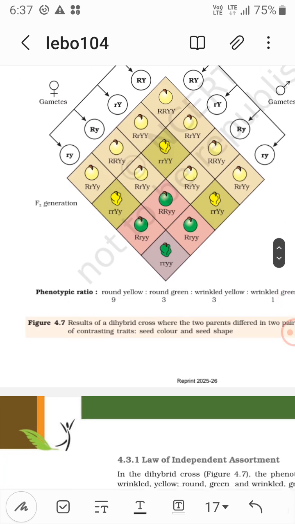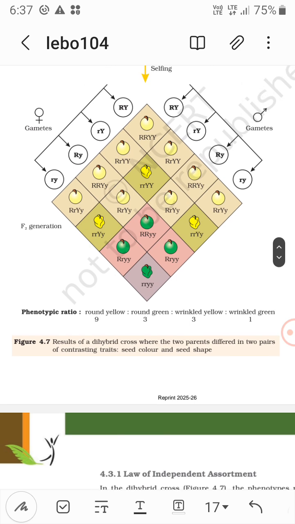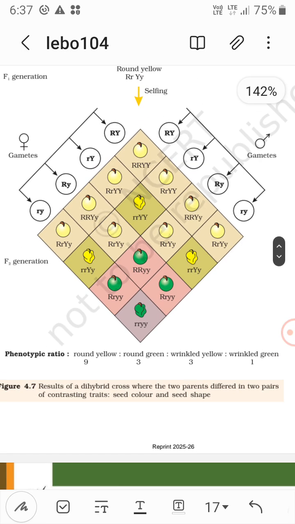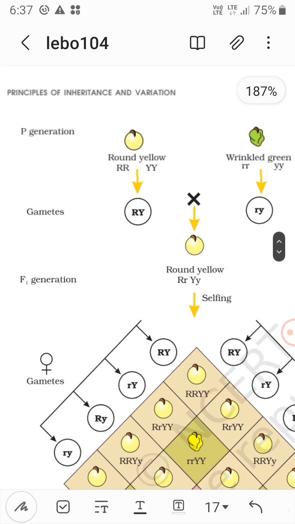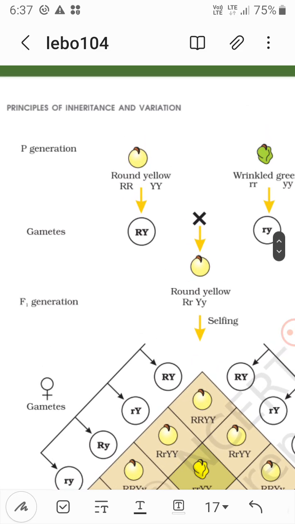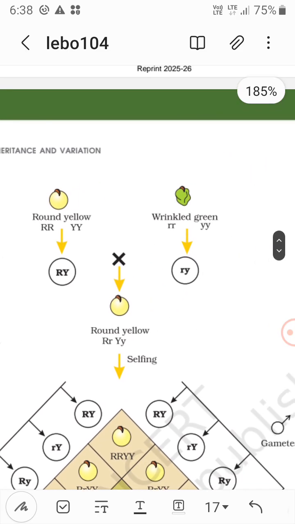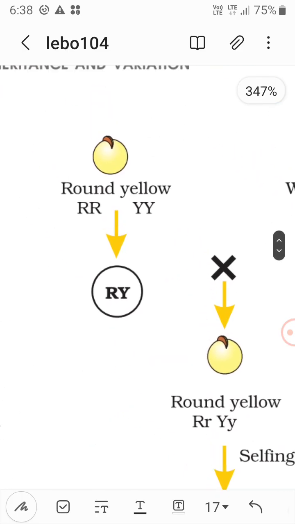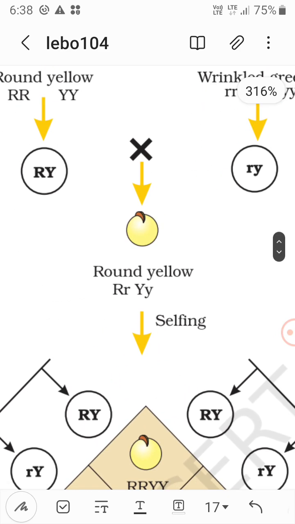So this is it now. These are the results of a dihybrid cross where the two parents differed in two pairs of contrasting traits, that is seed color and seed shape. Seed color, that is yellow and green. Seed shape, that is round and wrinkle. So the parental generation is round yellow, capital R, capital Y, and wrinkle green, that is small r, small y. So you saw the gamete formation. Now it forms the hybrid, that is round and yellow, capital R, small r, capital Y, small y.